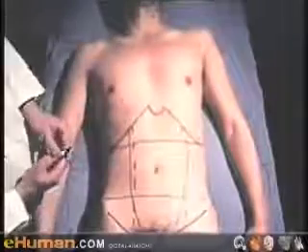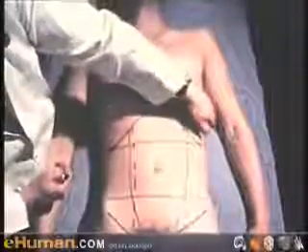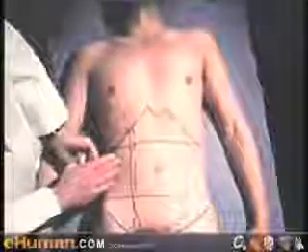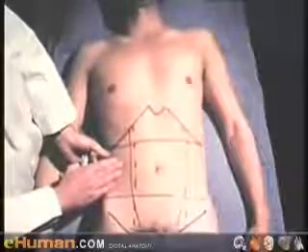This means we can say the stomach lies in the epigastric region. The spleen here lies along the 9th, 10th, and 11th ribs in the left hypochondrium. The appendix lies in this region here, in the right iliac fossa, or right iliac region. The ascending colon here lies in the right lumbar region.